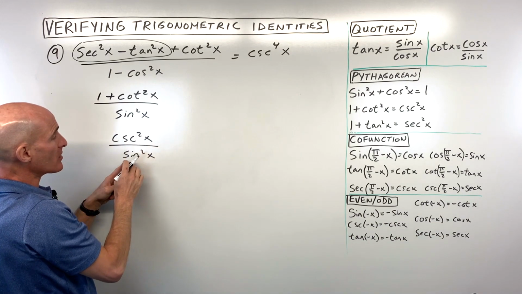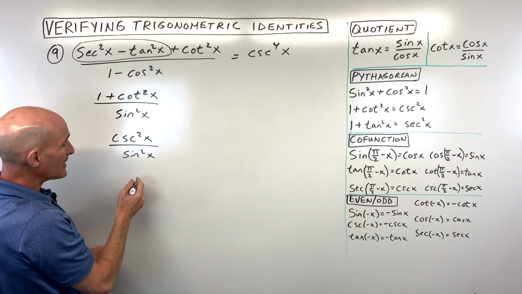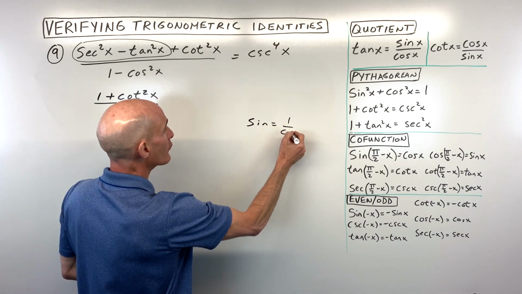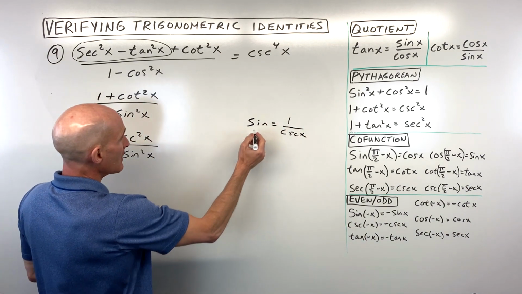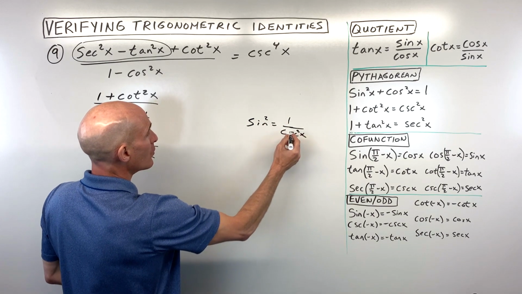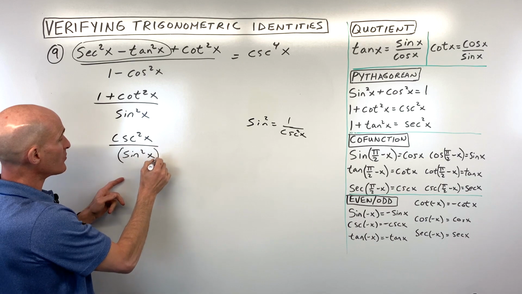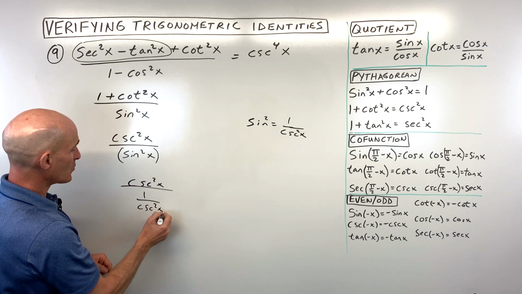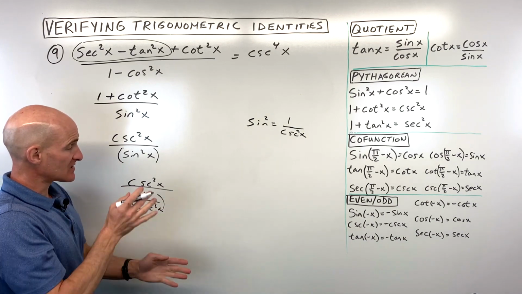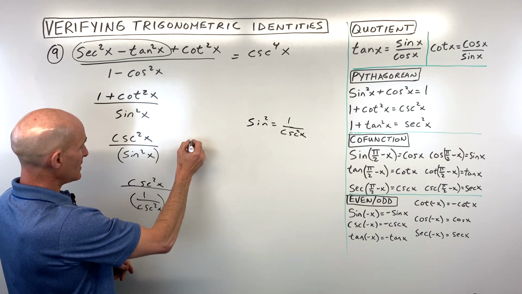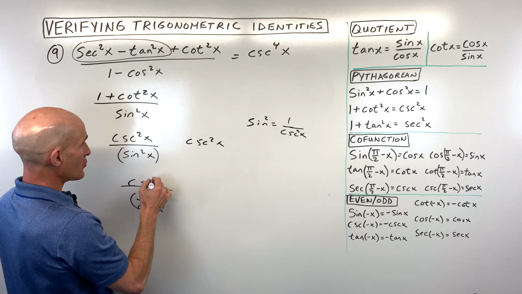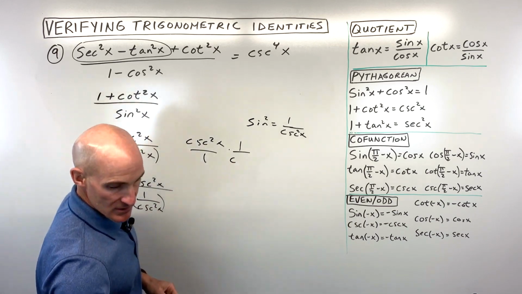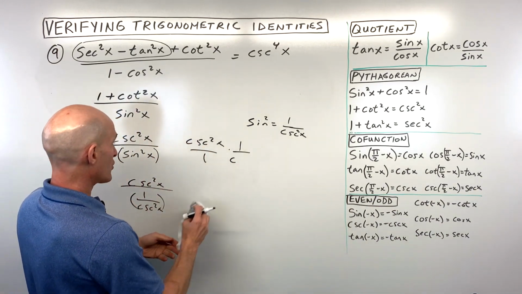I've got cosecant squared, but I also have this sine squared. Now sine and cosecant are reciprocals of each other, right? You want to remember sine is equal to 1 over cosecant x. But if I have a sine squared, that's going to equal 1 over cosecant squared. So that's what I'm going to do. I'm going to replace this sine squared with what it's equal to, which is 1 over cosecant squared x. Now, when you divide by a fraction, it's like multiplying by the reciprocal, right? So this is really going to be cosecant squared x, that's our numerator, over 1, times the reciprocal of the denominator, which is cosecant squared over 1.